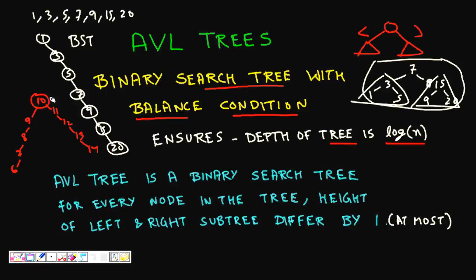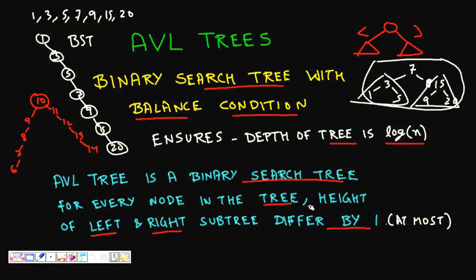So what we need is that at each node its left and right subtrees should be balanced. And how do we ensure this? An AVL tree is a binary search tree where for every node in the tree, the height of the left subtree and the height of the right subtree differ by at most 1. So for any node in that AVL tree, the heights of the left and right subtrees will differ by at most 1.